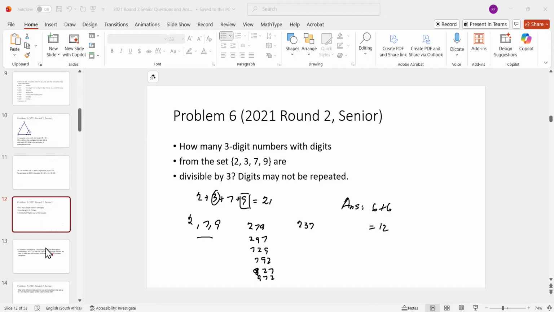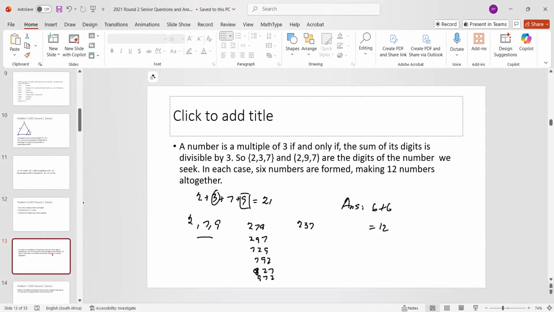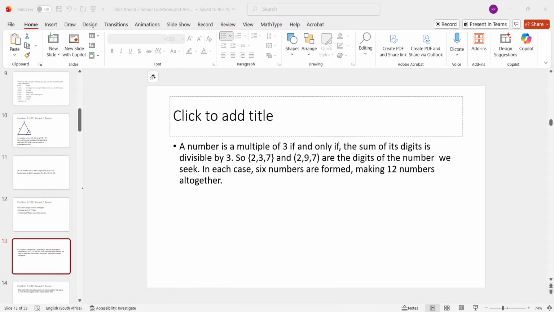Okay, so let's get on to the next question. All right, you can see here it says making 12 numbers altogether in the last line. So this answer also gives you the same thing. Let's go on to problem 7.